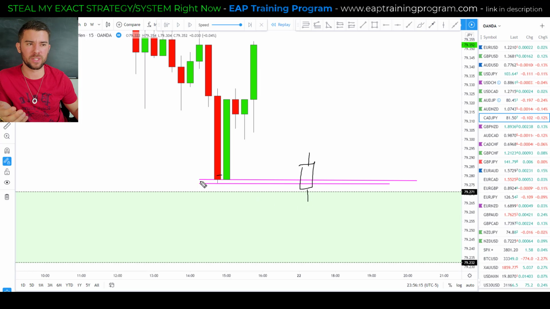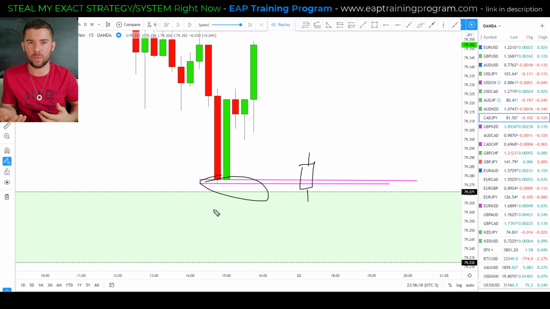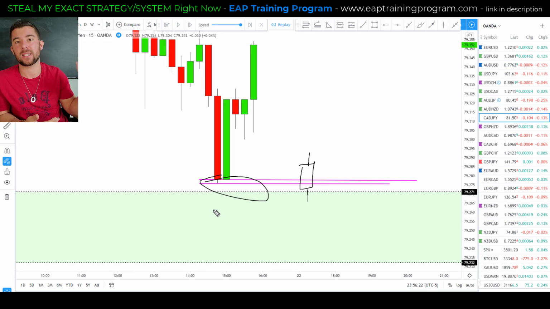If the body of a candle closes below this low, I'm expecting trend continuation. A close below means that we're likely to head down in this case, and that's not something I want to buy if that happens.